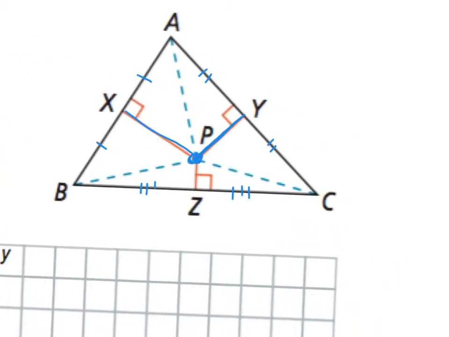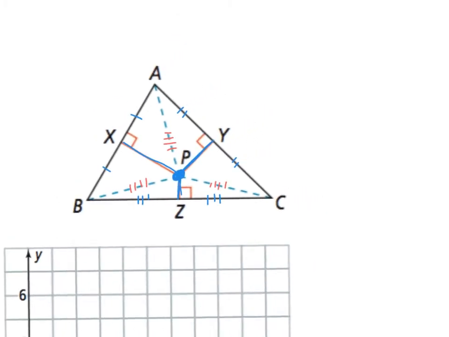So how do I mark that here? This point right here, point P, is equidistant from every single vertex there. So from P to B, from P to C, and from P to A. It's exactly in the center of the vertices.